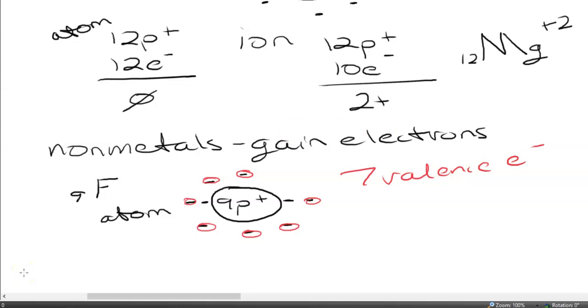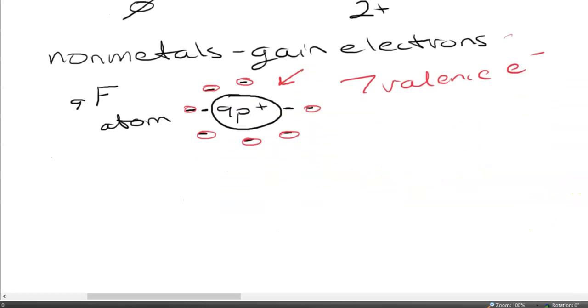Fluorine has 7. It's not going to get rid of 7 electrons. It's really easier for fluorine to go find one more and fill in this spot. So what fluorine does is it actually takes 1 electron from other atoms. Let's see what that looks like. Fluorine as an atom is going to have 9 protons and 9 electrons. 7 of them are on the outside.